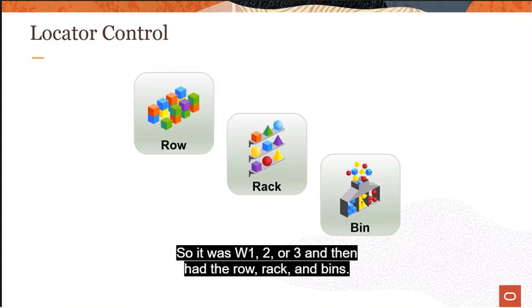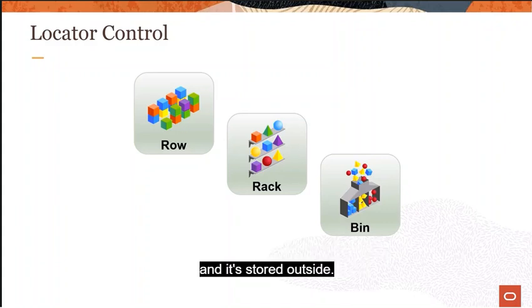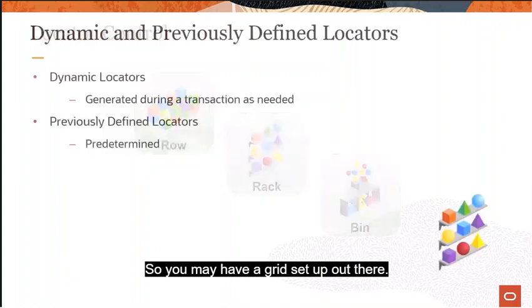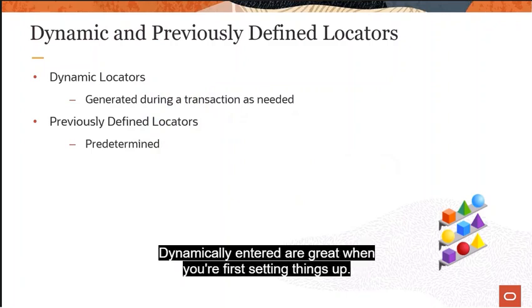So it was W1, 2, or 3, and then had the row, rack, and bins. Sometimes it can be a spot out in a lot, or it might be something that's big and it's stored outside. So you may have a grid set up out there. You can set the locators up to be dynamically entered or previously defined.